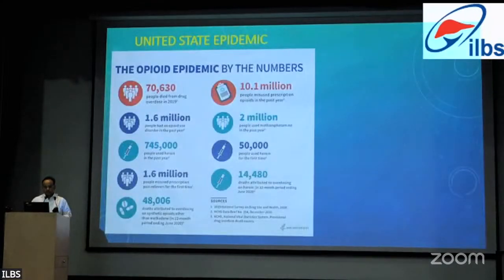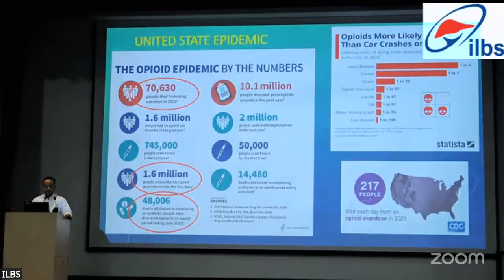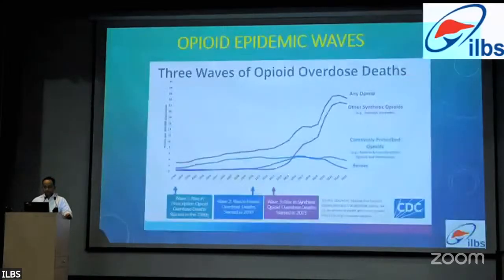Delving more into the United States epidemic, around 70,000 deaths occurred in 2019, out of which 48,000 deaths occurred due to synthetic opioid overuse, mainly fentanyl. And around 1.6 million people misuse prescription opioids for pain. According to the CDC, the Centers for Disease Control, around 217 people died each day from an opioid overdose in 2023 in the United States.